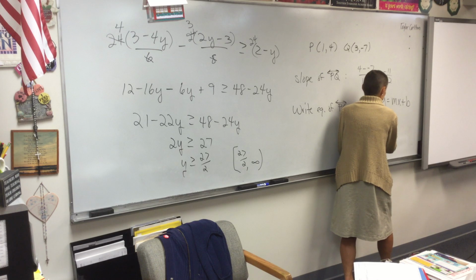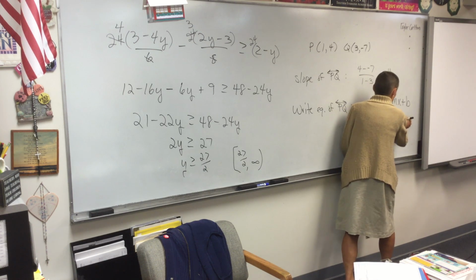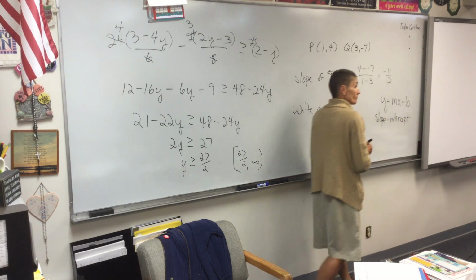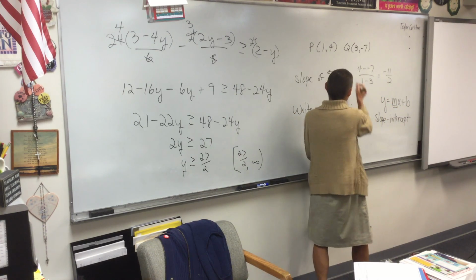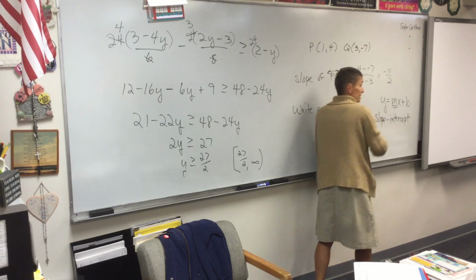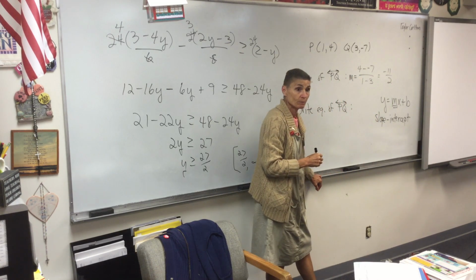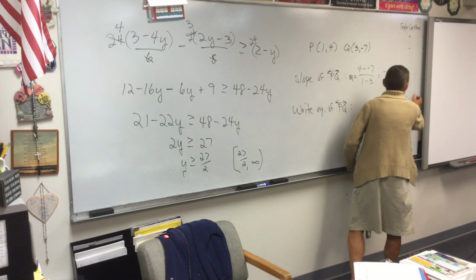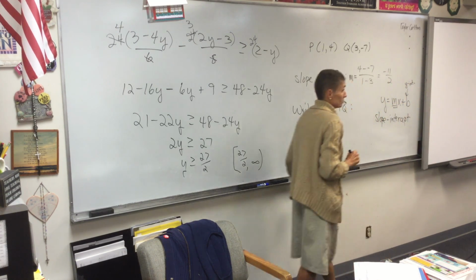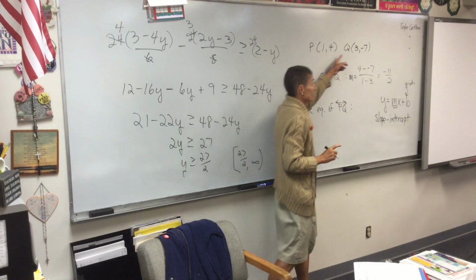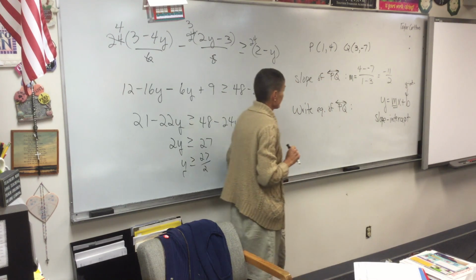That's called the slope-intercept form, because m is the slope, and by the way, we already know what that is for this line. You already figured it out. And b is the y-intercept, which you don't know. We don't know what that is. These are not intercepts. These are just two random points out there.